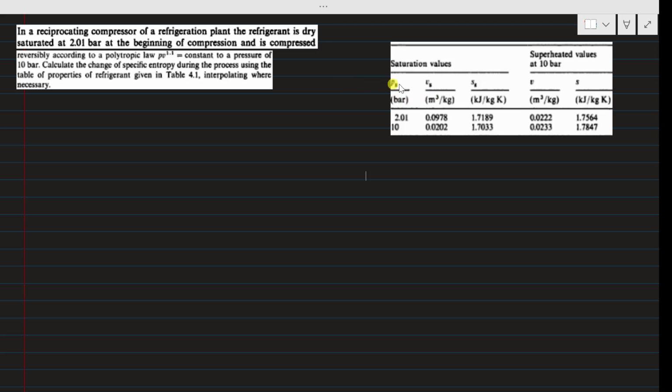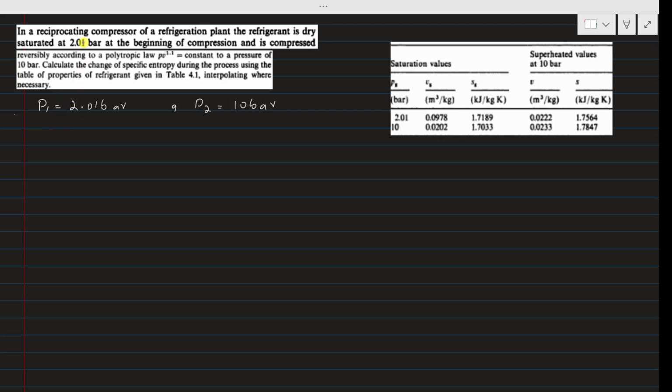So this is Table 4.1, which I extracted from the book and have shown on the screen. The pressure P1 that is given is 2.01 bar, and the pressure P2 that is given is 10 bar. Both the pressures P1 and P2 are given in this table. Now first we discuss the state point P1.